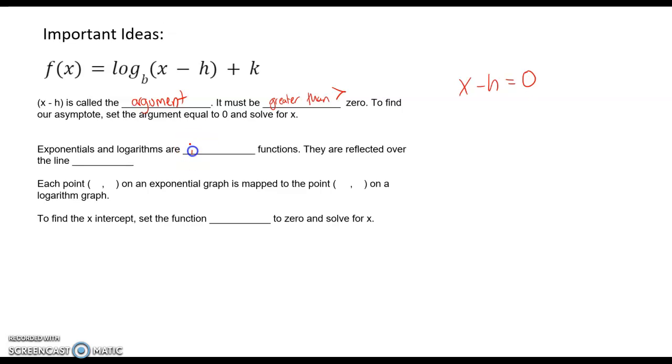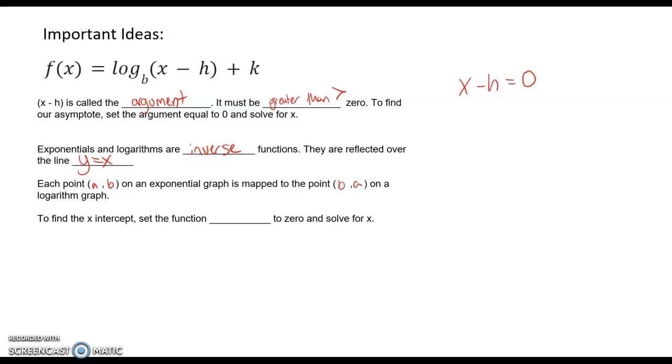Exponentials and logarithms are inverse functions. We've already talked about that a million times. We can keep hitting it until it's eaten into those brains. They are reflected over the line y equals x. Each point on our exponential graph, I'm going to call that a comma b, is mapped to a point b comma a on a logarithm. That's just how we define that they are inverse.